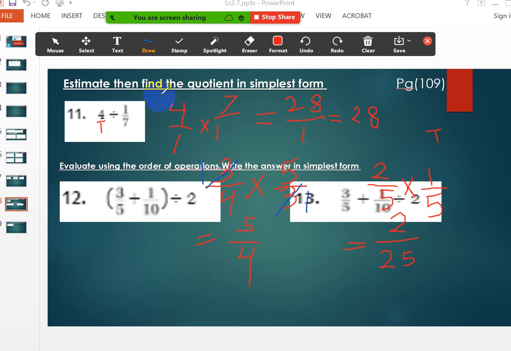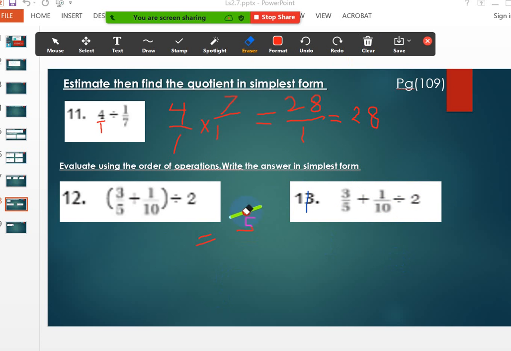So now, girls, I want to solve number 12: how to find the simplest form for this answer, but I have to use the order of operations here. Okay, let's remember together. I will erase the answers. I think all of you finished.